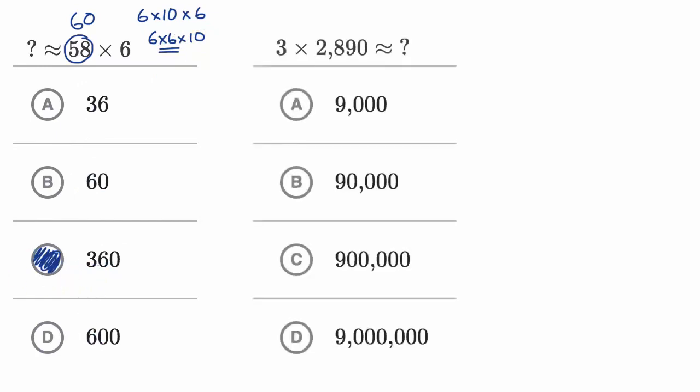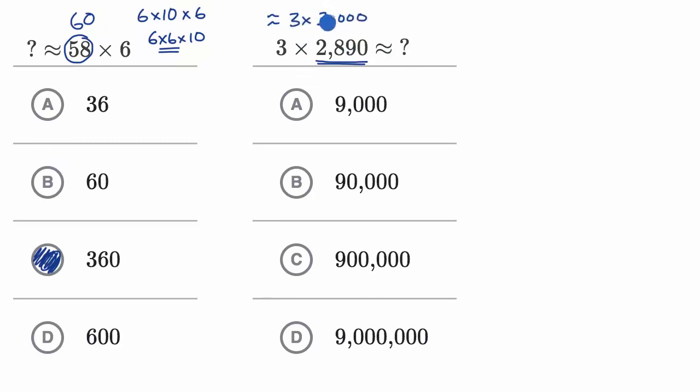Let's do another example. Here I'm asking, what's 3 times 2,890? What's that roughly equal to? How would you estimate this? Pause the video and see if you can figure that out. All right, 2,890 is not an easy thing to multiply in our heads. But I can say that's kind of close to 3,000. So this is going to be approximately equal to 3 times 3,000.